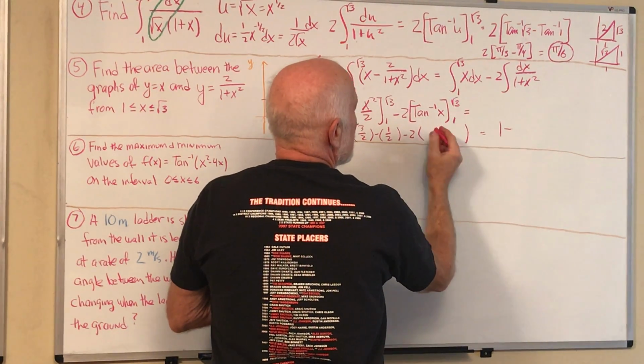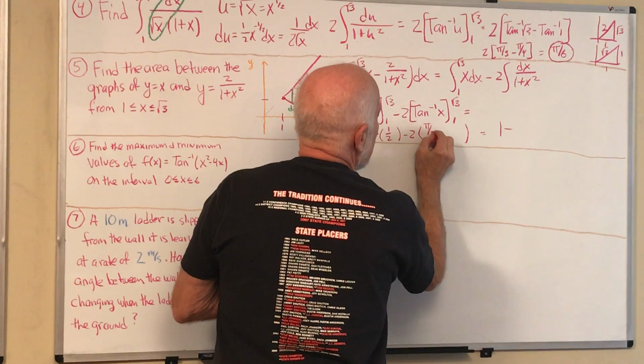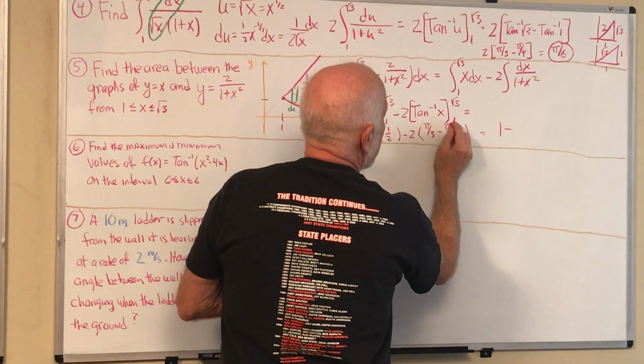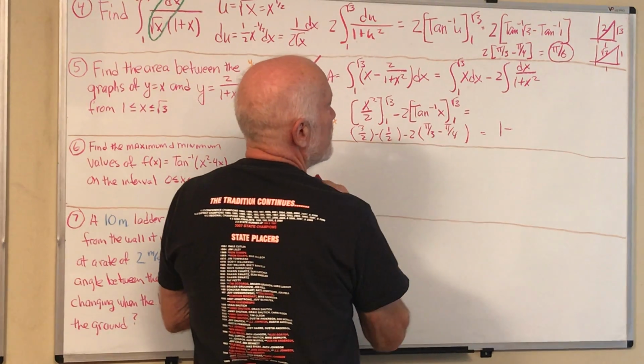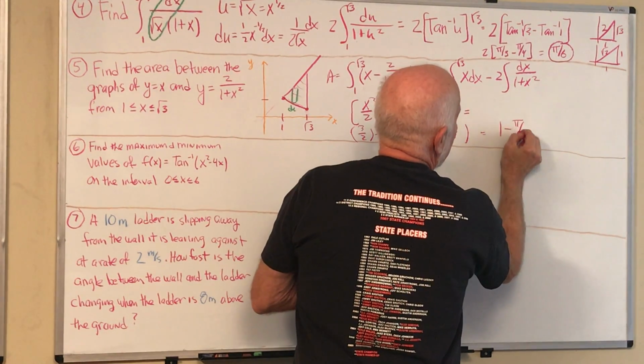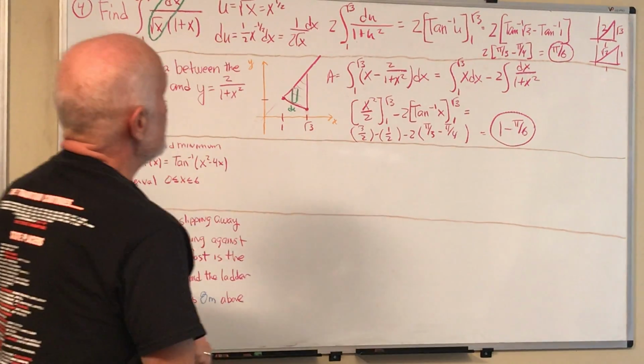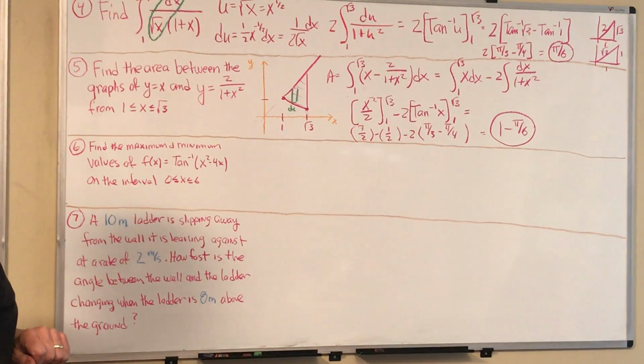The angle whose tangent is square root of 3 was pi over 3. And the angle whose tangent is 1 is pi over 4. So we get 2 times pi over 12, or we get that pi over 6 again. Just happened to show up similar to that last problem. So that's a little bit of review of area problems.